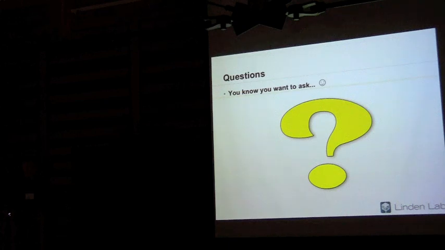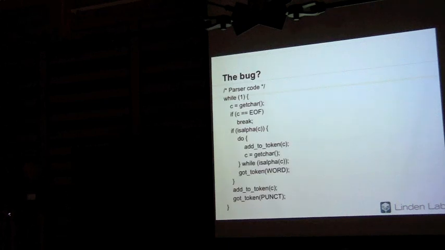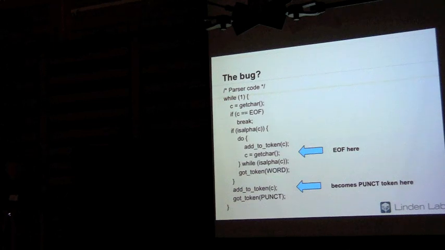Anybody curious about the bug? Okay. So in the tokenizer, if you get an EOF in the middle of a word token, you fall out, it becomes a punch token of its own. Easy to handle. But my point is that you can look at this code and observe that. You don't have to hit it in the wild. That's the kind of simplicity that I want from our code.